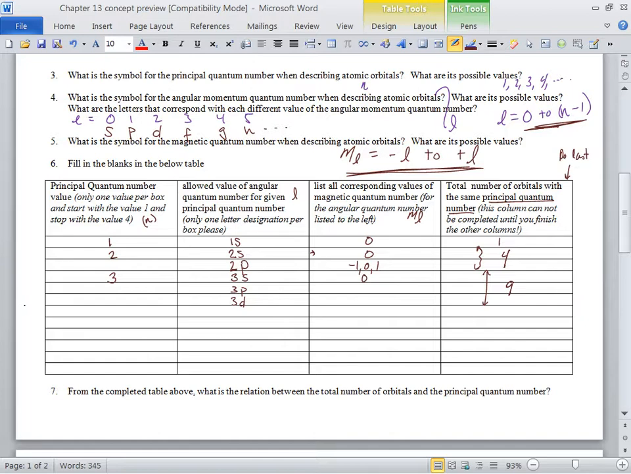So you do that as a finish. And from the completed table above, it's not done yet, but what is the relation between the total number of orbitals and the principal quantum number? Do you see what's going on? N is 1, you got 1. N is 2, you got 4. N is 3, you got 9. N is 4, you're probably going to get 16. It's always n squared.